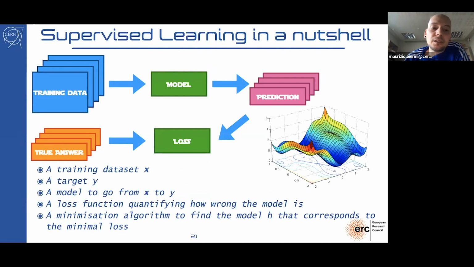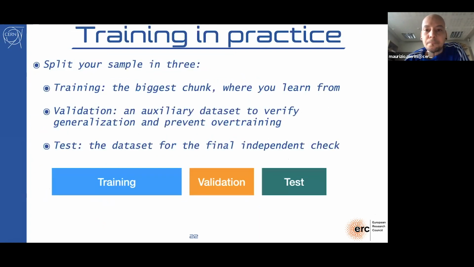So in a nutshell, this is the kind of problem that we're trying to solve. I give you a data set, I give you the true answer. You build a model that from the training gets to the prediction. Using the prediction and the true answer, you compute a loss function, some function that quantifies how many times you get it wrong. So it's a metric for how far your prediction is from the true answer, and then what you want to do is minimize that loss. That's what training is.